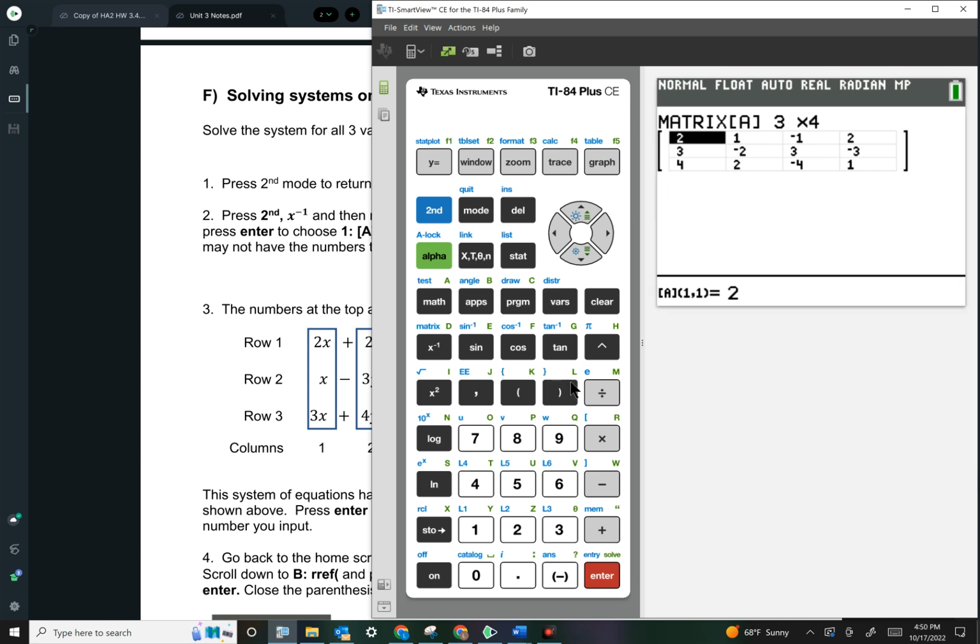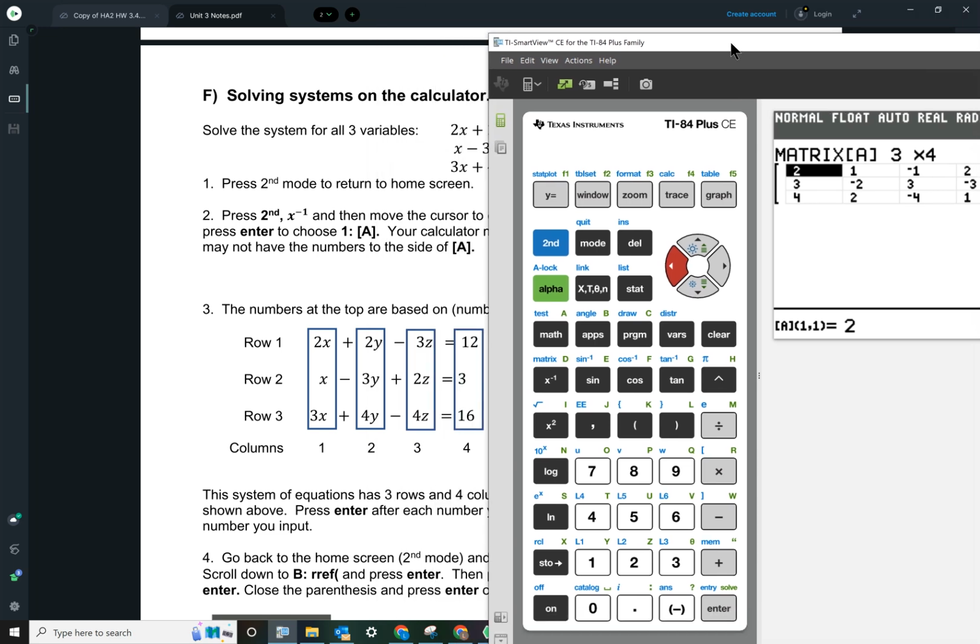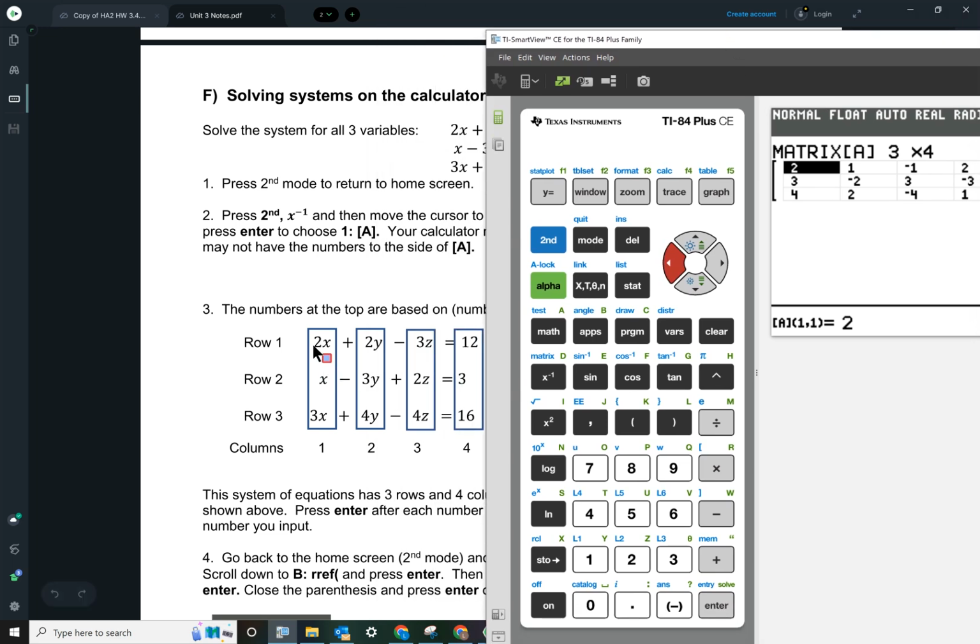As you press enter, the cursor moves to the right. Now you can use your arrows to move whatever direction you want to. So what I tend to do is I tend to put in the entire first row and then the entire second row and so on. So when I look at the first row, I have a 2 for the x, a 2 for the y, a -3 for the z, and then a 12 for the constant. So I'm not going to type in the x or y, I'm just going to type in the number.